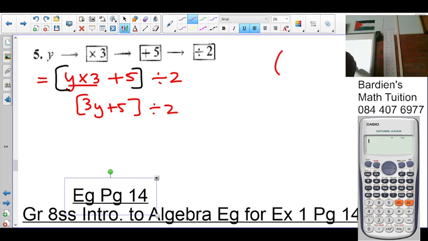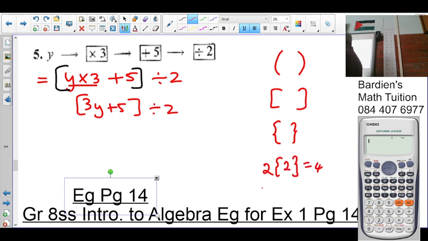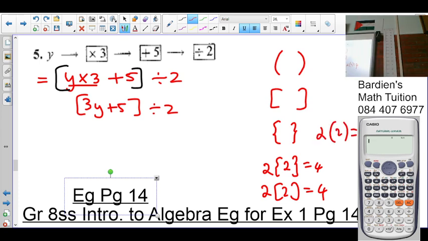People, what's the difference between the curve bracket and the block bracket? There's no difference. If I got 2 curve brackets 2, the answer is 4. If I got 2 block bracket 2, the answer is 4. It's all the same. Normally we have the outer bracket, which is the squiggle bracket, and then the block bracket. But what is the difference? There's no difference. Okay, it all means to multiply.